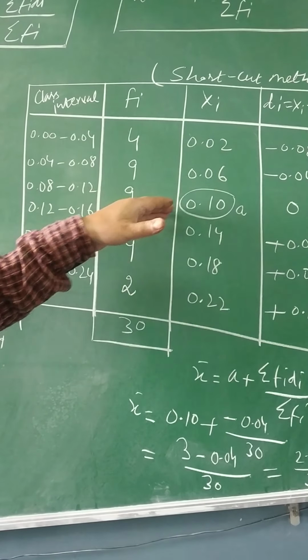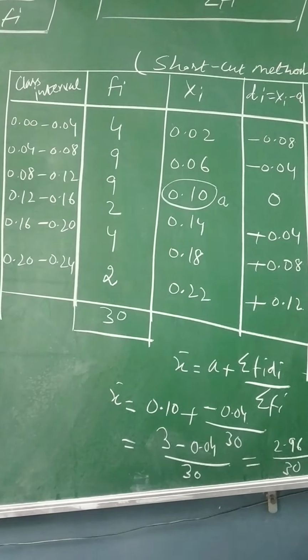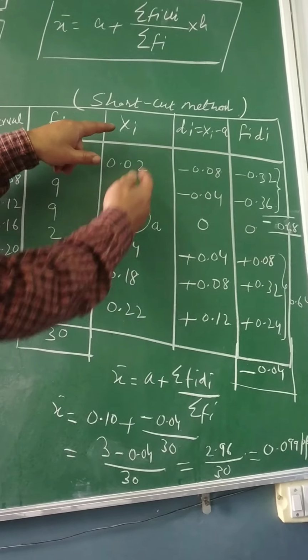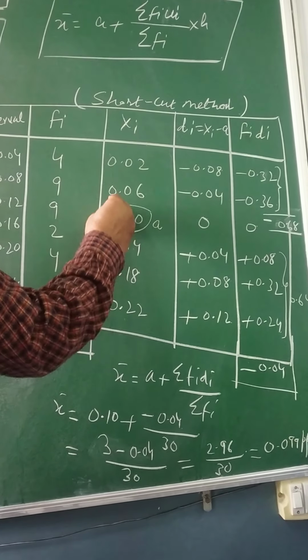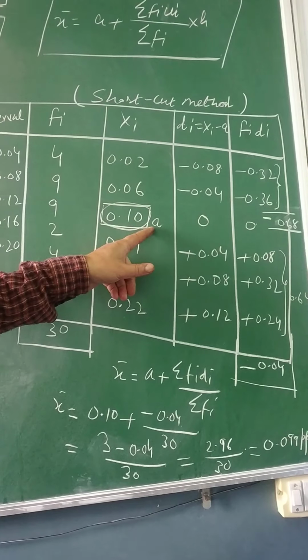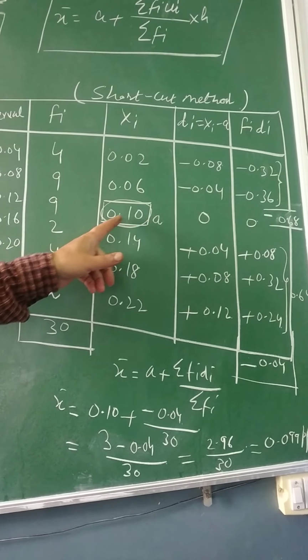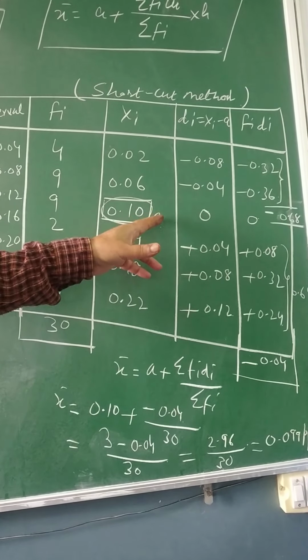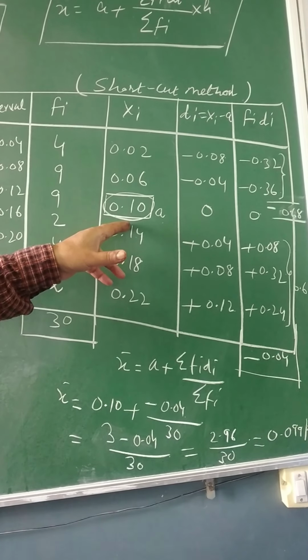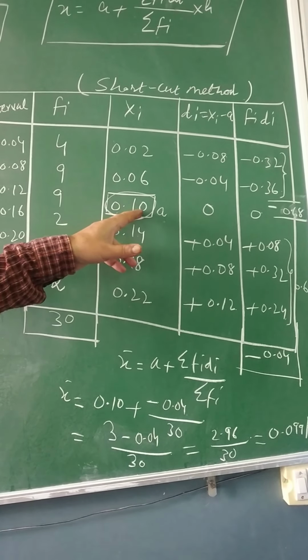And then you can take the middle one as the assumed mean. So here it is 6: 1, 2, 3, 4, 5, 6. So in the column of class marks, you have to write the value of A, which is called assumed mean. Means my answer will be somewhere close to this. So I have considered here assumed mean 0.10.